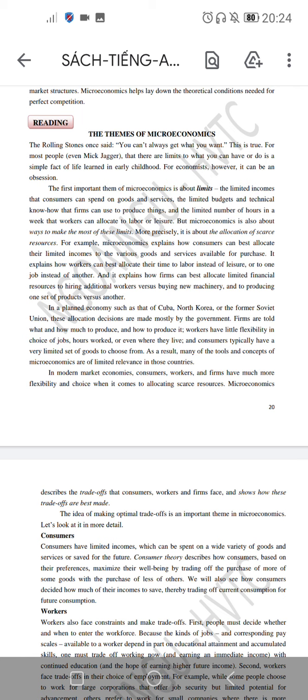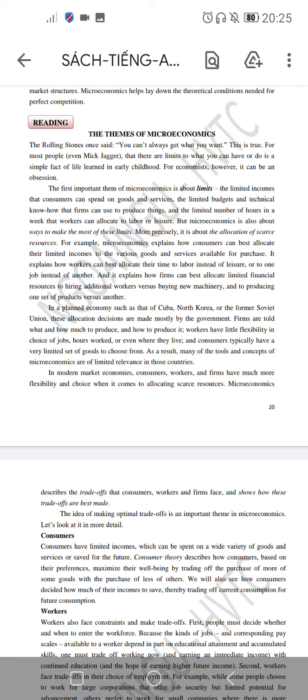In a planned economy such as that of Cuba, North Korea, or the former Soviet Union, these allocation decisions are made mostly by the government. Firms are told what and how much to produce and how to produce it. Workers have little flexibility in choice of jobs, hours worked, or even when they leave, and consumers typically have a limited set of goods to choose from. As a result, many of the tools and concepts of microeconomics are of limited relevance in those countries.